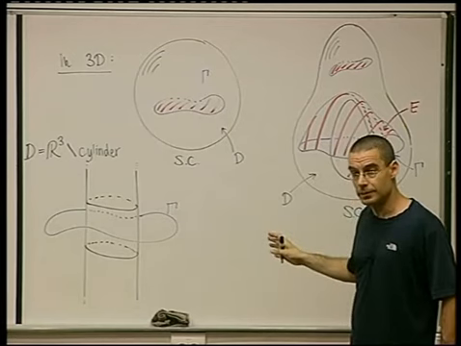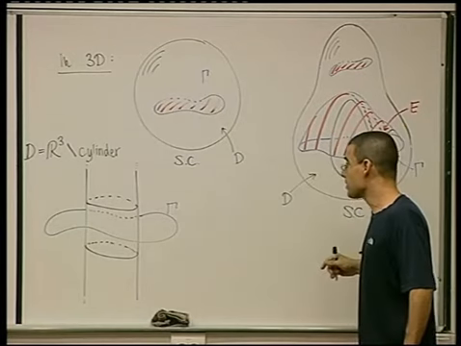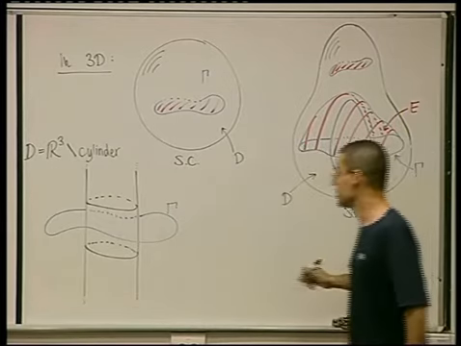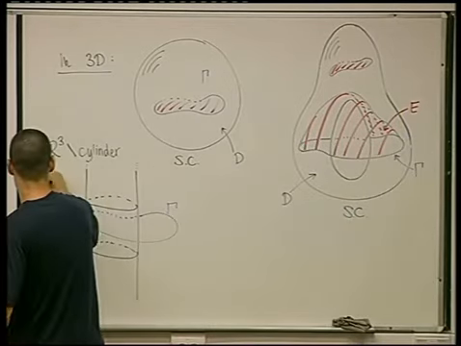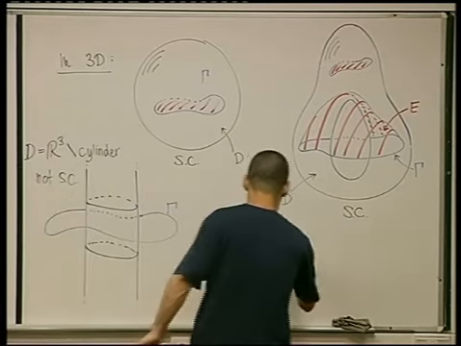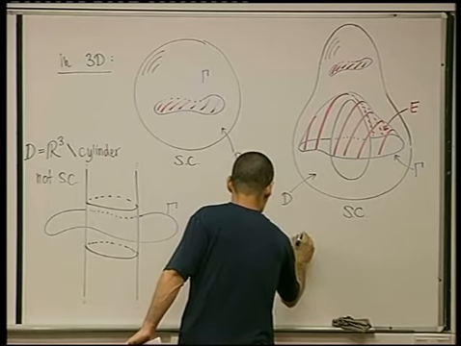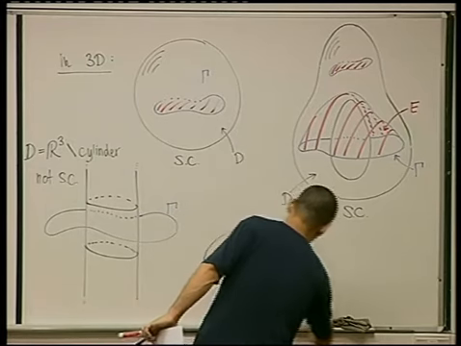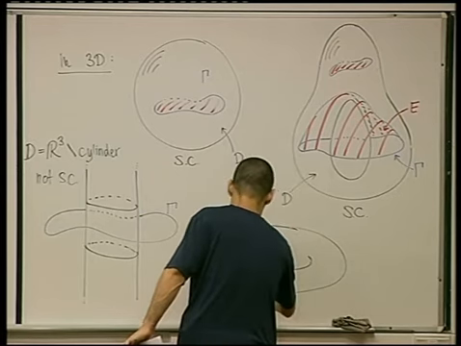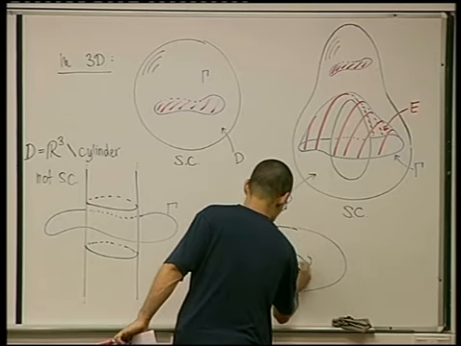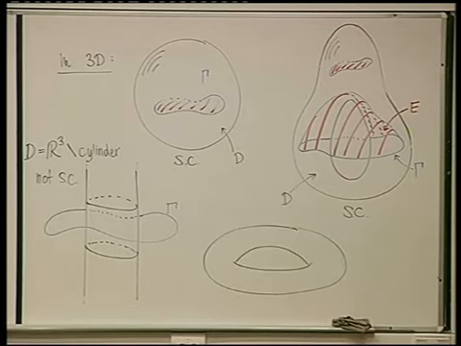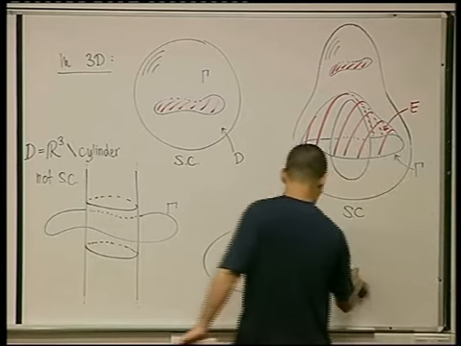Is that clear? Okay. And let's look at another example, a bounded example, which is not simply connected. So this is not simply connected. Here's another example. Look at a donut. So here's a donut. Can you imagine a donut?